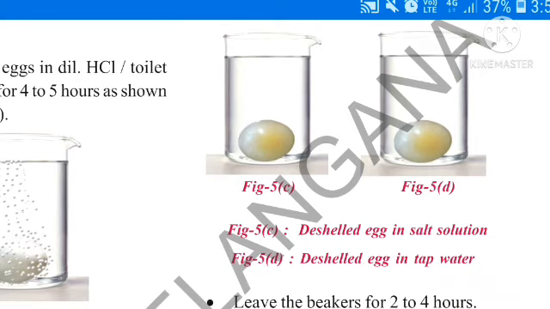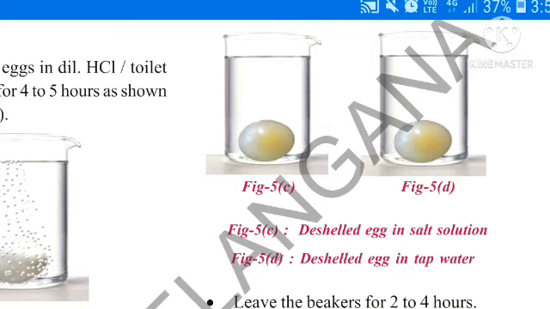In tap water, what happened? The egg size is increased because it absorbs water. So the egg becomes swollen. Which egg? Diagram D, the de-shelled egg in tap water. Diagram C, the de-shelled egg in salt solution, the egg shrinks, its size decreases.